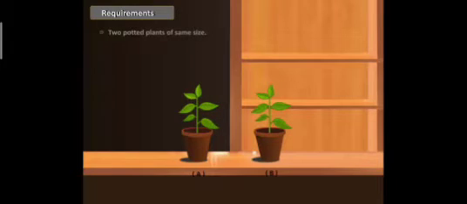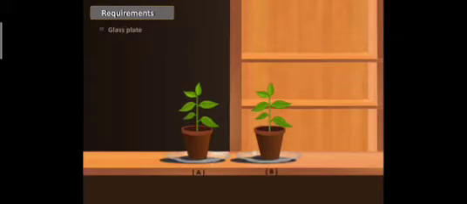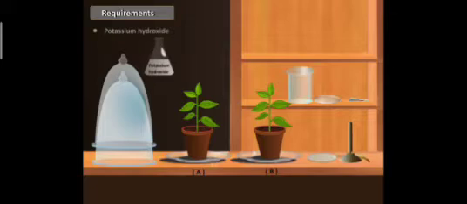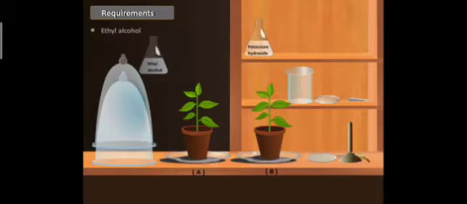Let's verify this by performing an experiment. Requirements are two potted plants of the same size, glass plate, bell-shaped jar, watch glass, beaker, petri dish, Bunsen burner, forceps, dropper, potassium hydroxide, ethanol alcohol, iodine, water.